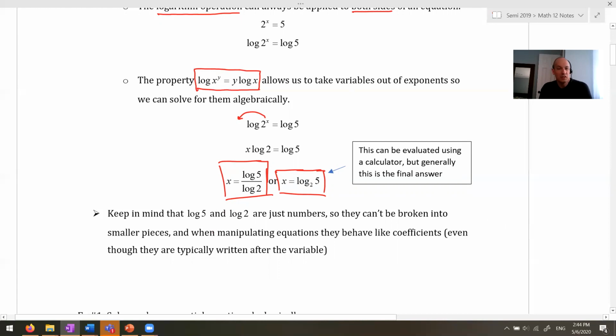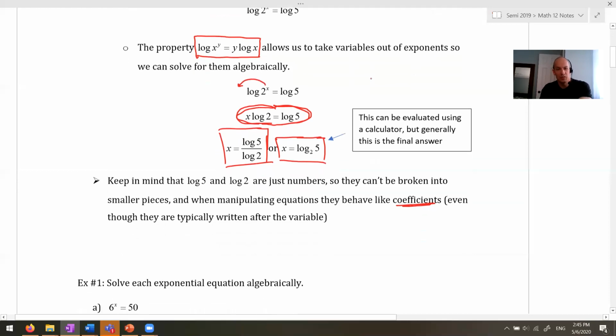Also keep in mind when you're manipulating equations, they're just like coefficients. Sometimes we generally write them after the variable, but if you ever look at something like this and you're getting a little confused, like how do I proceed? Just think, what if this was 2x equals 5? What have you been taught to do? You divide both sides by 2, cancel, life is good. All we're doing now is simply saying log 2 times x equals log 5, and then you just divide both sides by log 2 and you get the solution, okay? And then those cancel. So anyway, just a little reminder there.